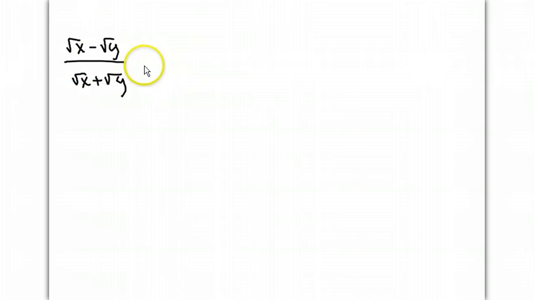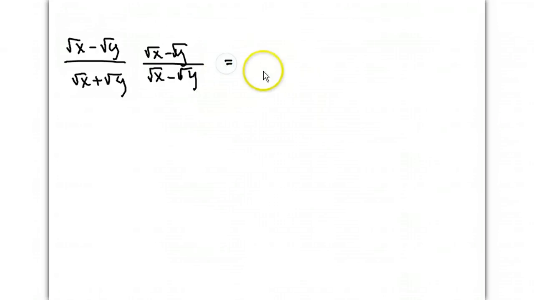Let's say we have the square root of x minus square root of y, and we're dividing that by square root of x plus square root of y. Well, we can't have square roots on the bottom, so we multiply the bottom by square root of x minus square root of y, and we also have to multiply the top by the same thing. Well, looking at the formula, a plus b, a minus b, this denominator is going to be x minus y, because you square the square root of x to get x, and you square the square root of y to get y, and then you subtract them.